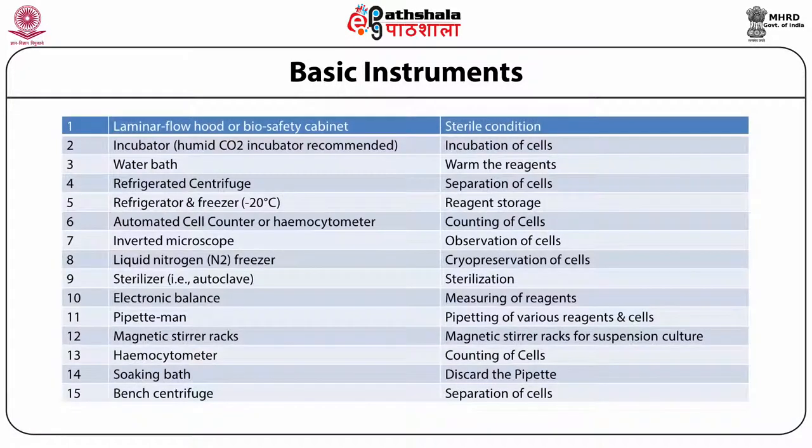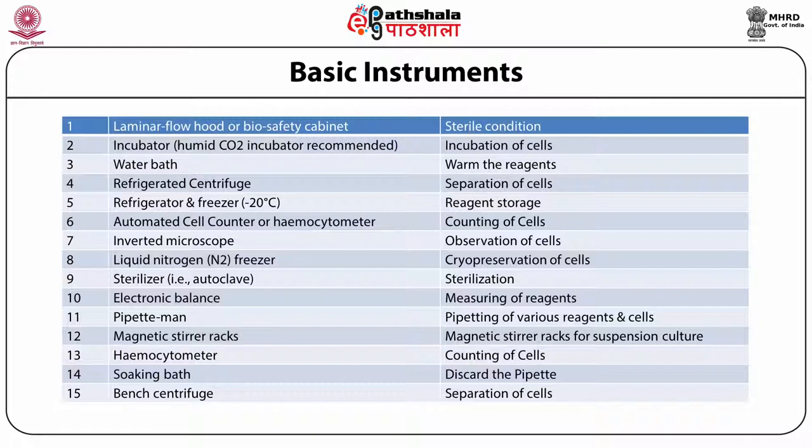This is the basic classification of the instruments. Basic instruments are the instruments which are used to develop the basic infrastructure of animal cell culture laboratories. These categories include, first of all, laminar airflow, which is required for sterile condition. Another equipment is the incubator, especially the CO2 incubator, which is used to maintain the incubation condition and provide the CO2 and humidity of the cell environment.